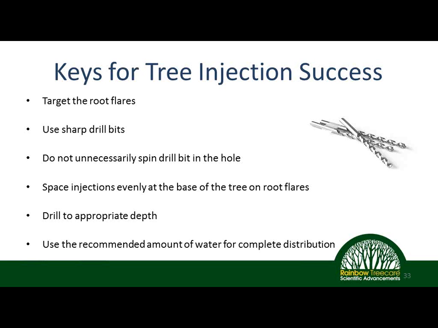When you're drilling the hole into the root flares, don't unnecessarily spin the drill bit in and out of that hole. Make a nice, sharp, clean cut, a surgical-like cut. Space those injection sites evenly at the base of the tree. You're typically spacing them every 4 to 6 inches around the perimeter of the root flare, and again, that amounts to about 1.5 to 2 injection sites per inch of DBH.